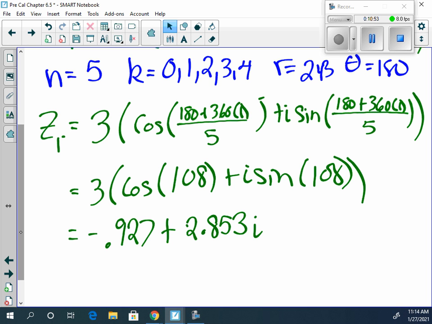Yeah. So if we did it in degrees, 3 cosine of 108, we get that. 3 sine of 108. Yep. And we get this here, and that's it. So that takes care of Z naught and Z1.